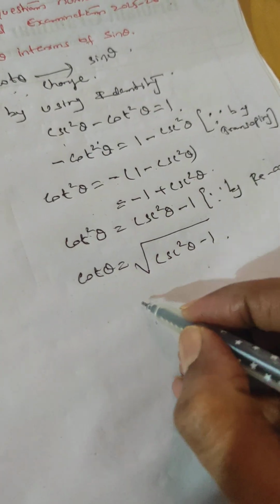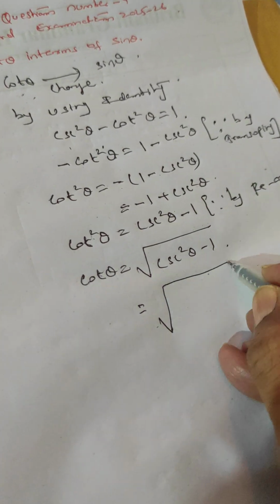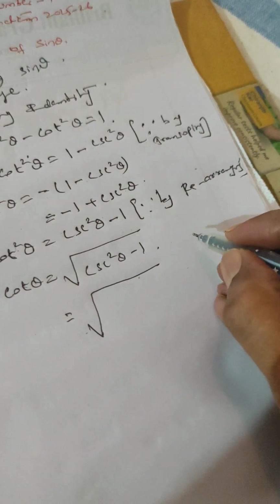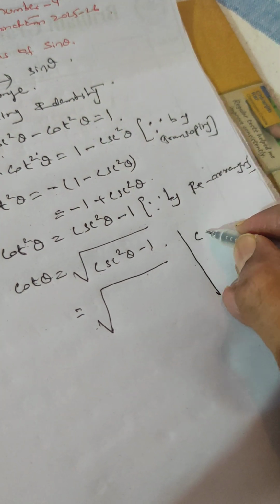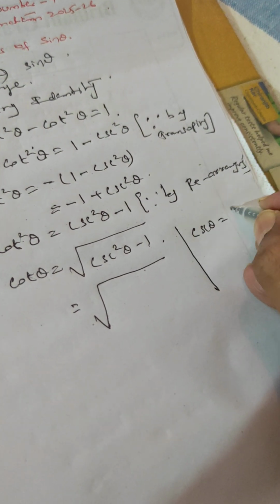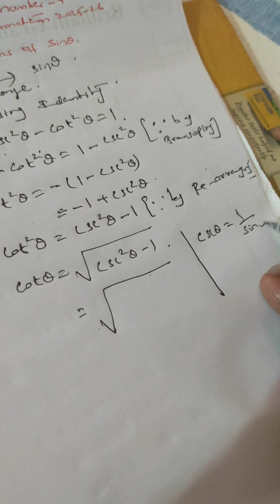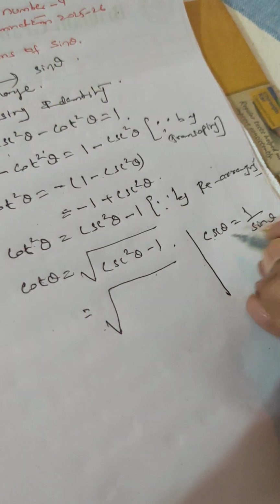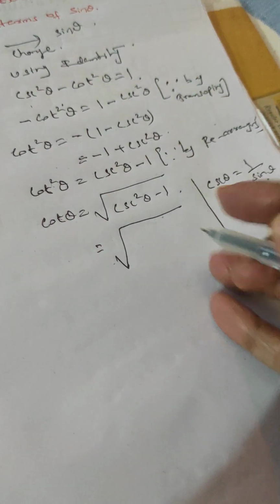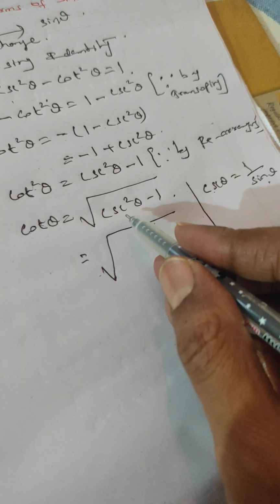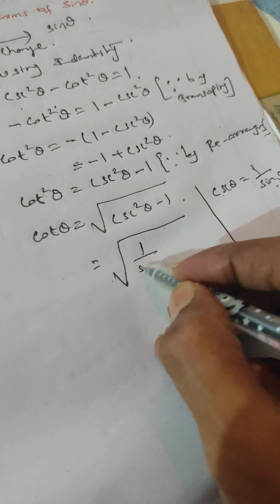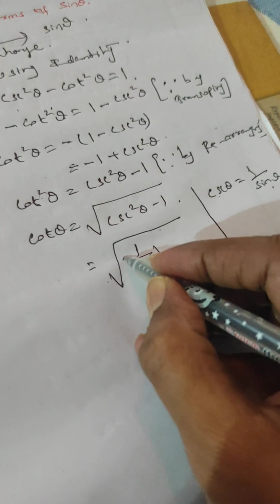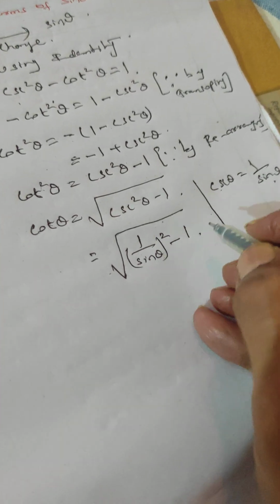Then we have one identity or formula in terms of cosec theta. Cosec theta can be expressed as 1 by sin theta, because sin theta is the reciprocal of cosec theta and cosec theta is the reciprocal of sin theta. So wherever in the solution I have cosec theta, I should write 1 by sin theta: 1 by sin theta whole square minus 1.